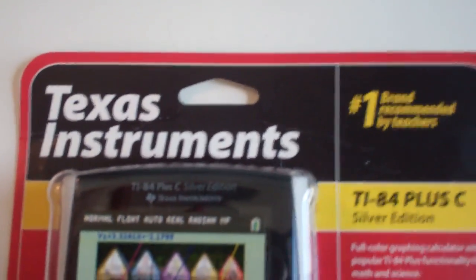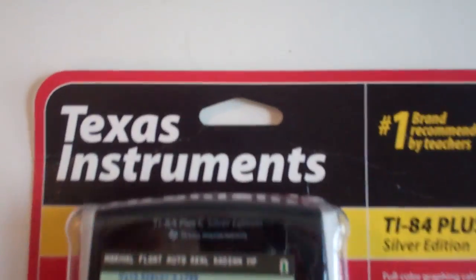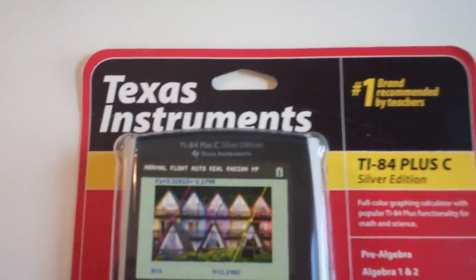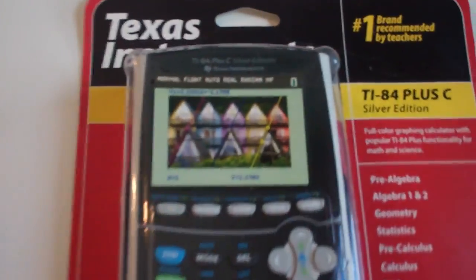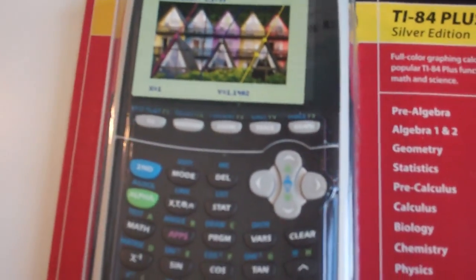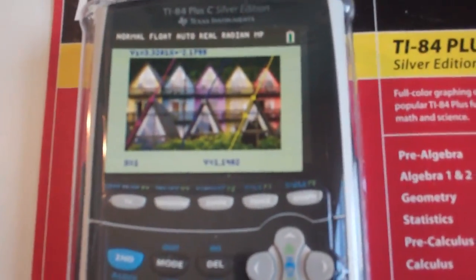Today is September 2nd, and I'm bringing you a different kind of unboxing. This is going to be the unboxing of the Texas Instruments TI-84 Plus C Silver Edition. It is a graphing calculator, as you can clearly see. It is a full-color graphing calculator with popular TI-84 Plus functionality for math and science classes.